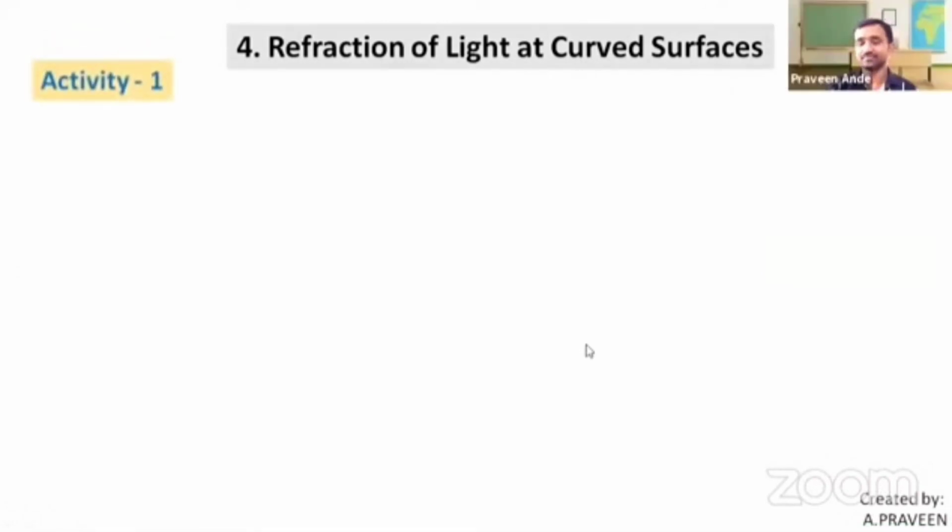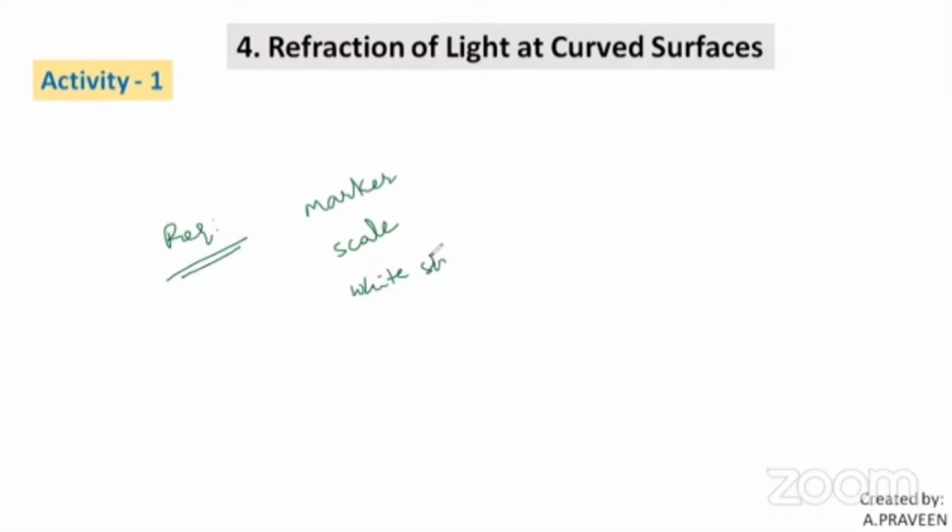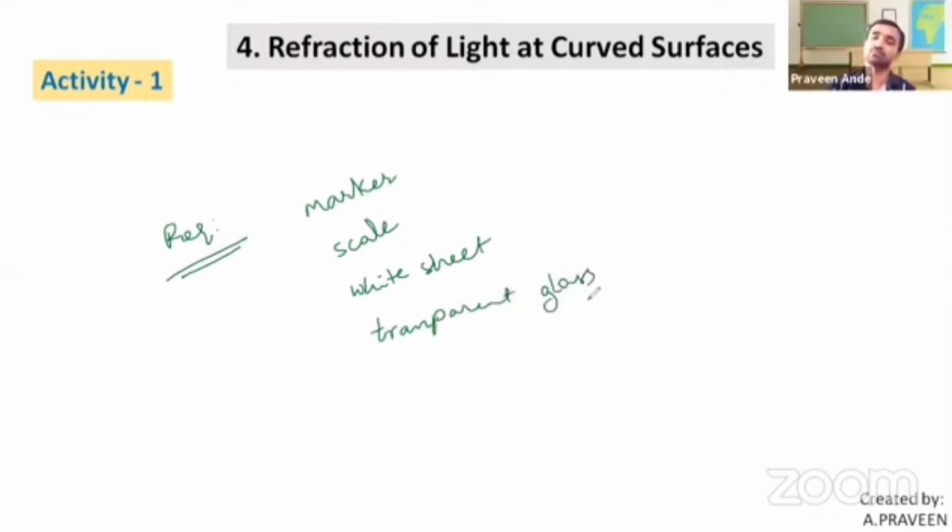Let us enter into activity 1. To perform this activity, you require a few materials. What is required here? Just a marker, one scale, one white sheet of paper, one transparent glass tumbler, maybe a water glass or some other cylindrical shape, and water. These are enough. I have already given the required materials.